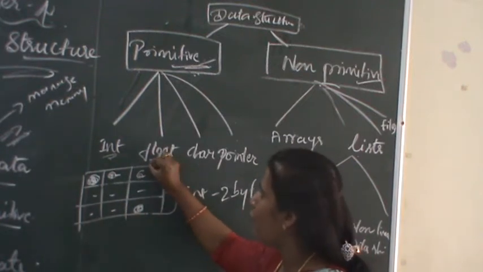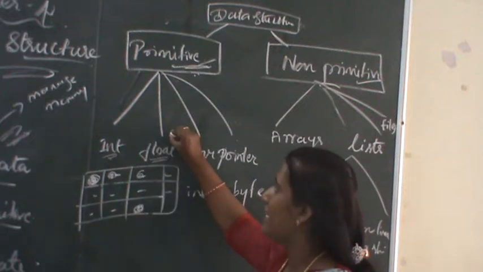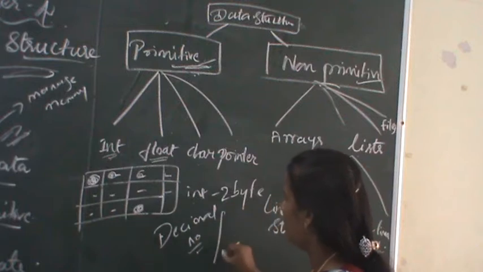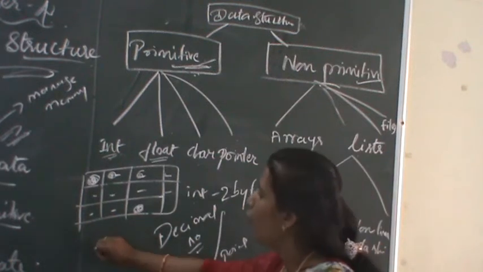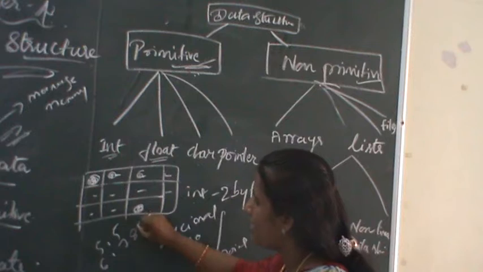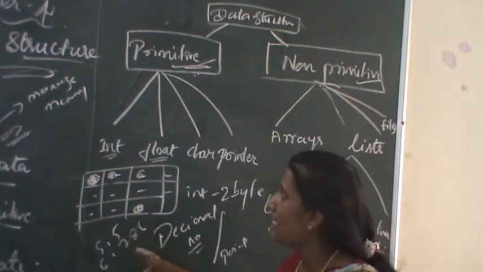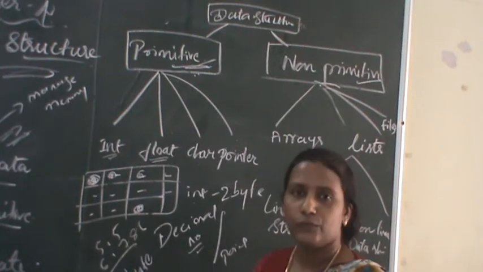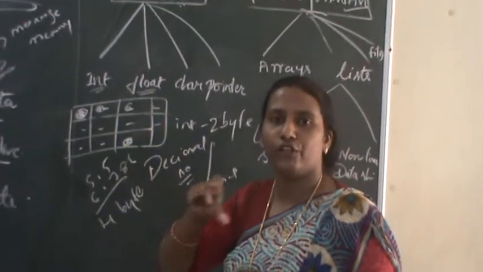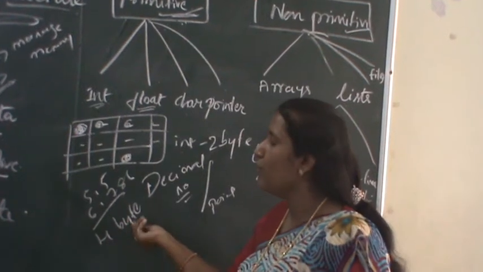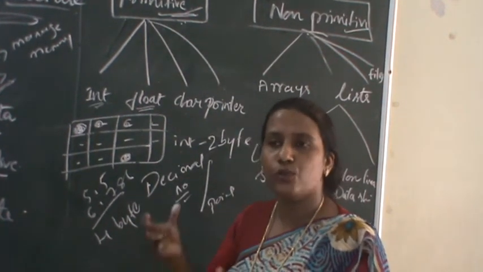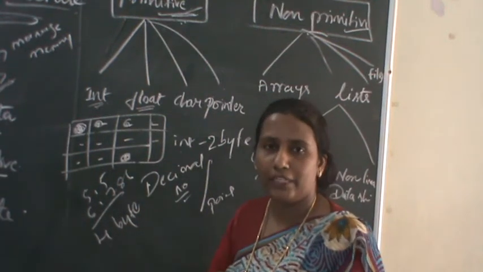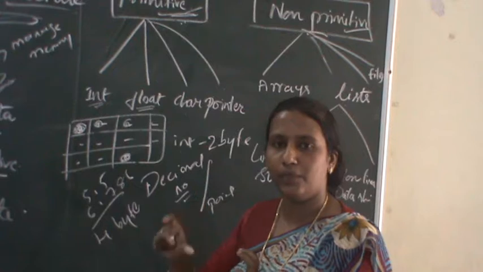Okay, simultaneously for float, float means decimal numbers or point numbers, like 5.5, 6.78, and so on. For these types of numbers, 4 bytes of memory will be allocated. For each decimal number, 4 bytes of memory will be allocated, because whenever we give a decimal number, the computer will check that it contains a point, so precision will be there.